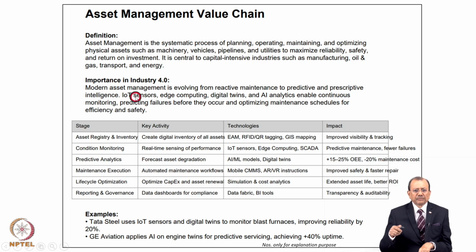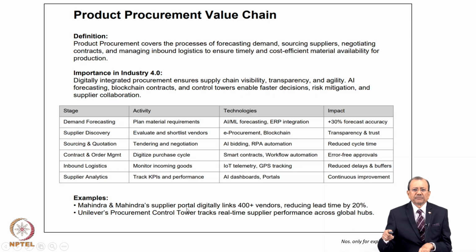And for that, these are the activities in the case of asset management. Which are the activities? Create digital inventory, real-time sensing of performance, forecast asset degradation. These activities are the key processes being enabled with the help of these kinds of technologies, and these kinds of business value benefits are achievable or can be expected. So I thought it is better to explain the concept we have shared over here with the help of a few examples.